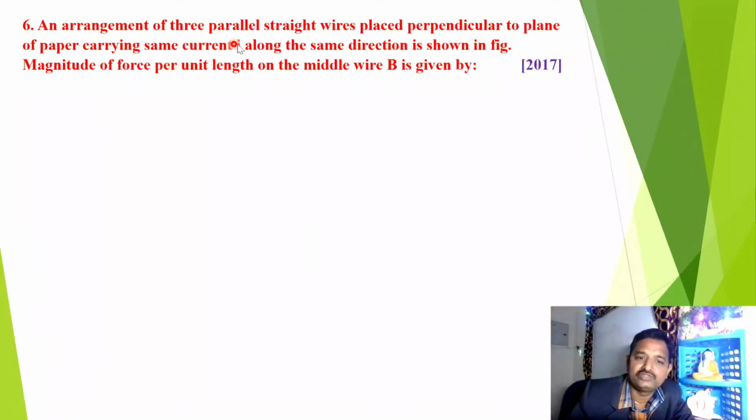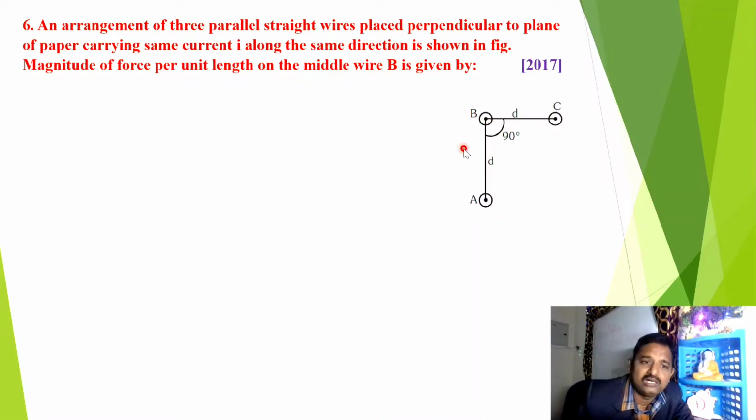An arrangement of 3 parallel straight wires placed perpendicular to the plane of paper carrying the same current I along the same direction is shown in the figure. See the figure here. Here we have 3 parallel straight wires which are carrying the same current I. So here what we have to calculate? We have to calculate the magnitude of force per unit length on the middle wire B. It was given in 2017.